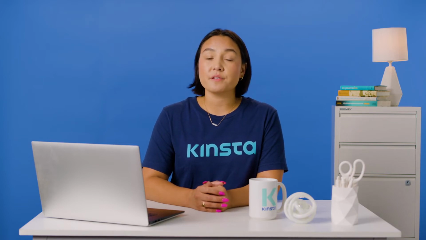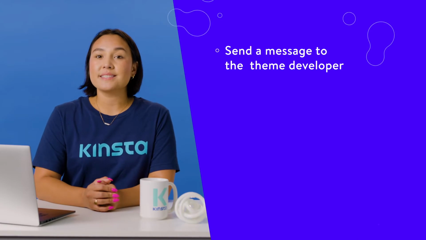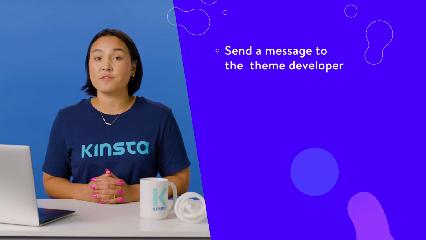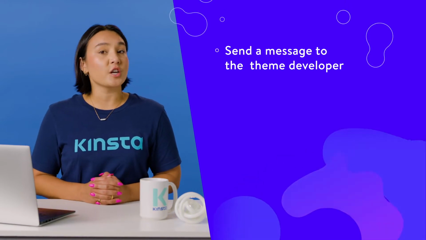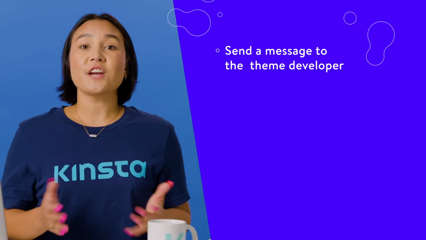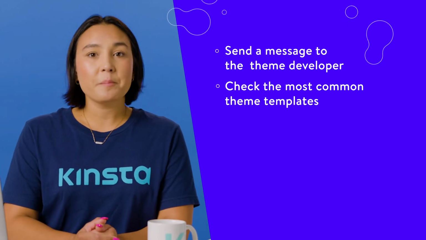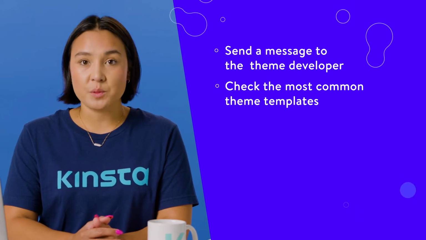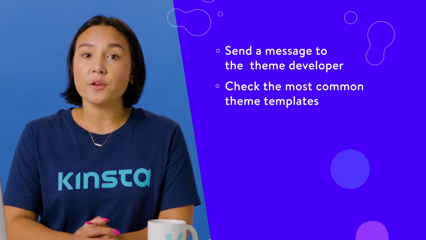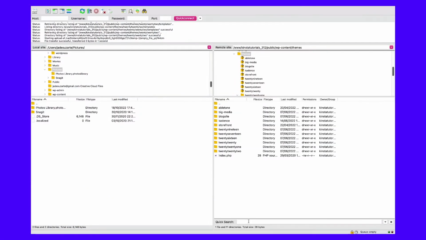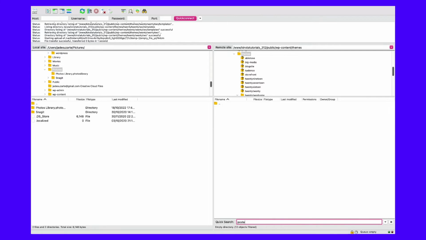Here are some options for finding the right theme file. Send a message to the theme developer and ask which theme template controls the output of published dates for posts. You could also complete a search online or in a theme's user forum. Check out the most common theme templates. You can start with index.php, page.php, and single.php for simpler themes, but most modern themes use files like template parts, excerpts, and link. Use the FTP client's search function to look for instances of text like posted, time, date, get the time, or get the date.